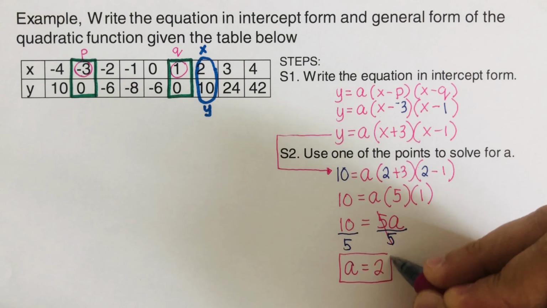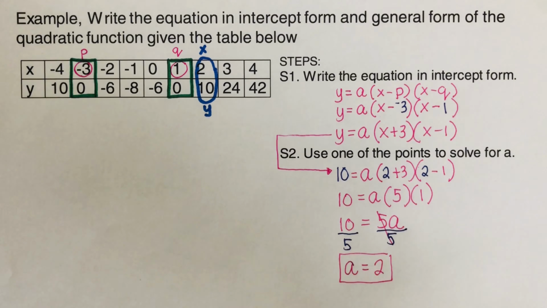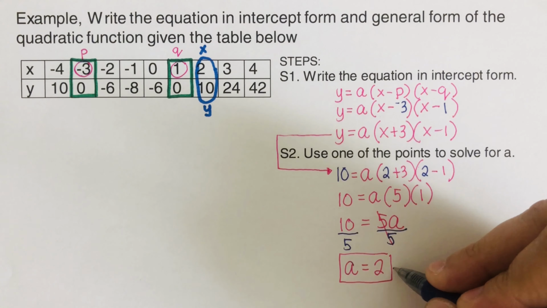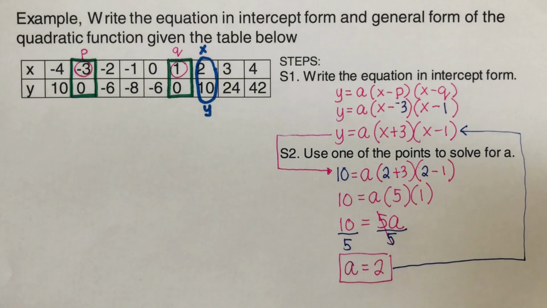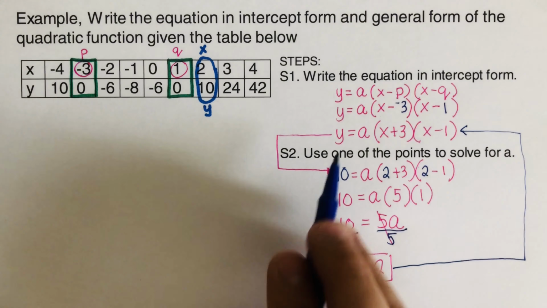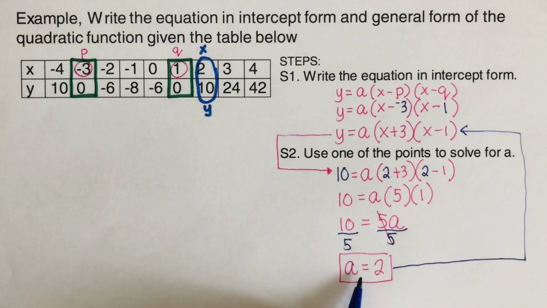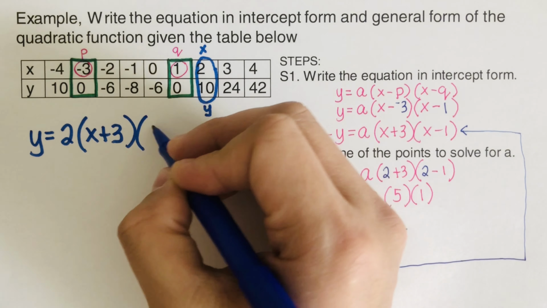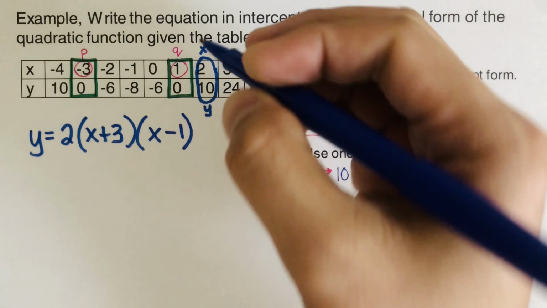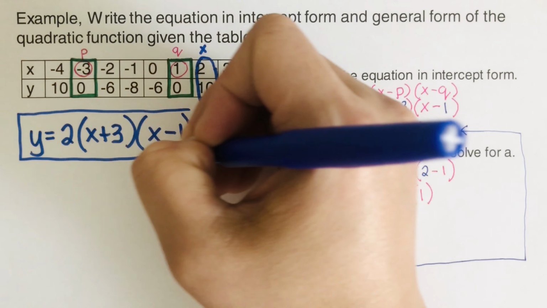So to get the equation in intercept form, we plug this a back into the equation that we got from the first step. So our equation in intercept form is this, but we plug in the a. So y is equal to 2(x plus 3)(x minus 1). This is our intercept form.